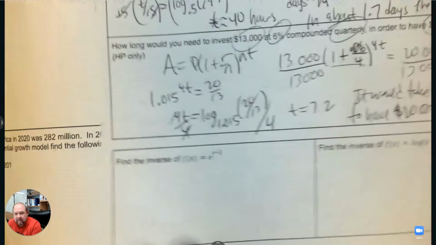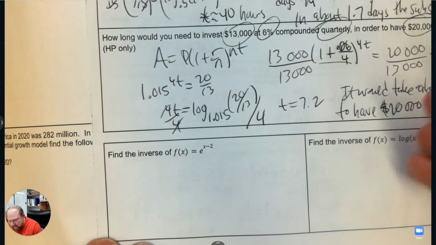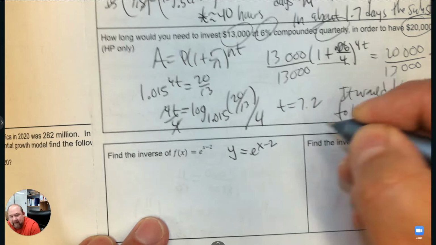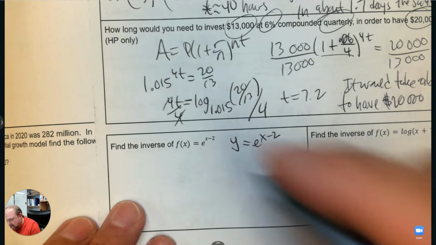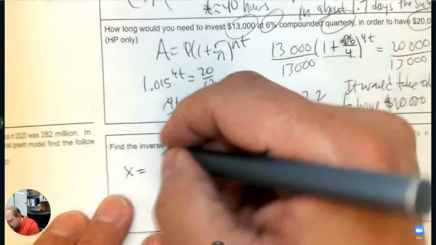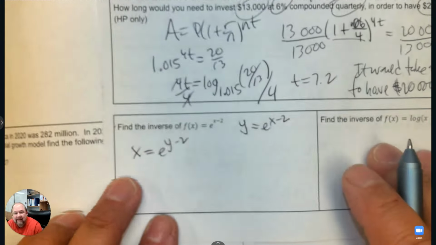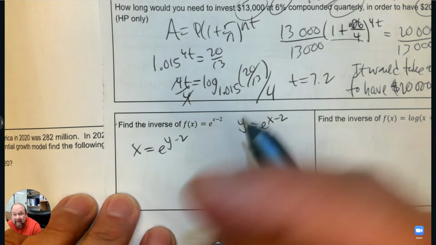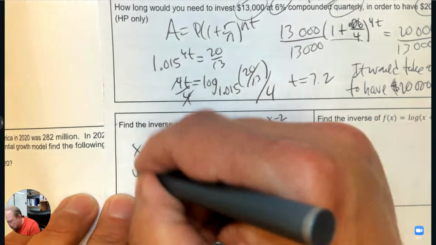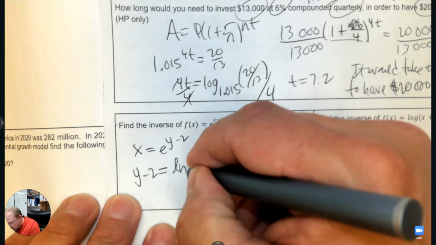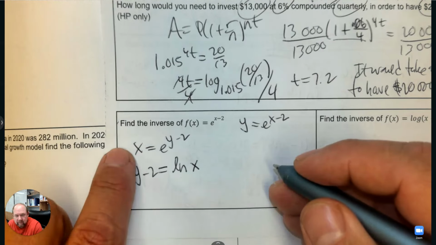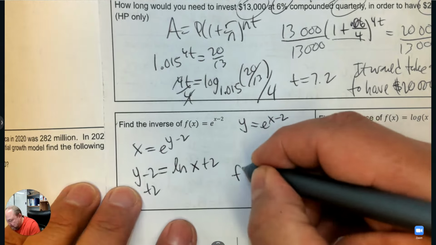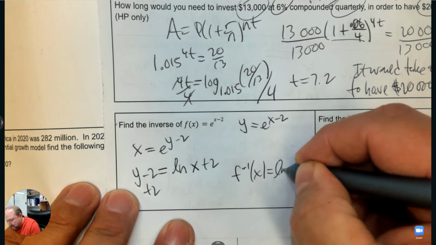All right, this is for everybody. Find the inverse. What does that mean? So think of this as y equals e to the x minus 2. And what would the inverse be? The x and y trade. So this is what it would look like. And then you would have to solve for y to find the inverse. So I need to solve for y. I need to write it as a logarithm. So in the exponent, the logarithm, and then what goes inside the logarithm is x, add 2, and you have your answer. And the symbol for inverse is that, and it's ln x plus 2.